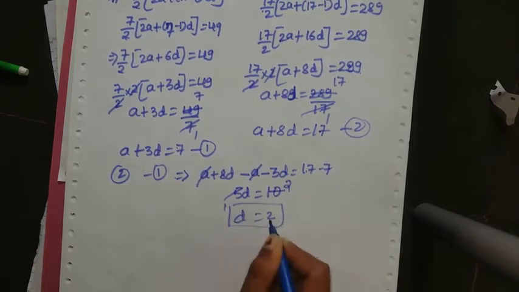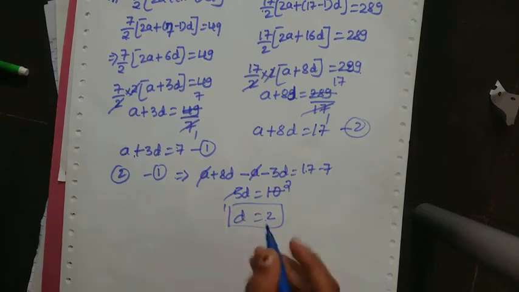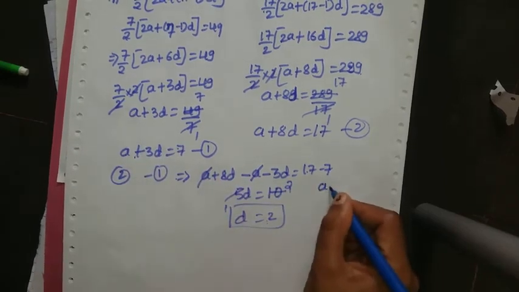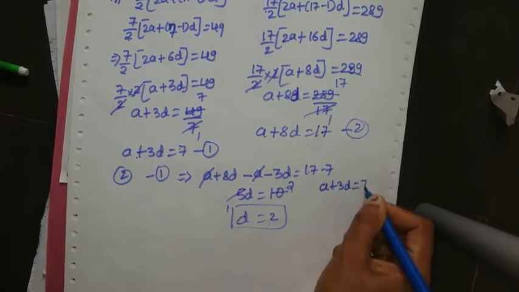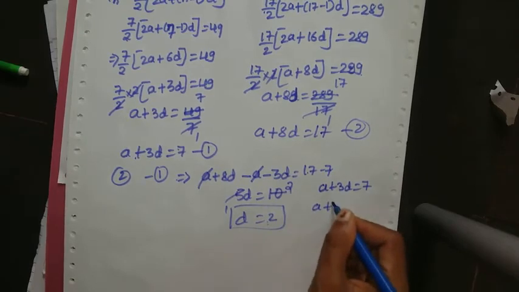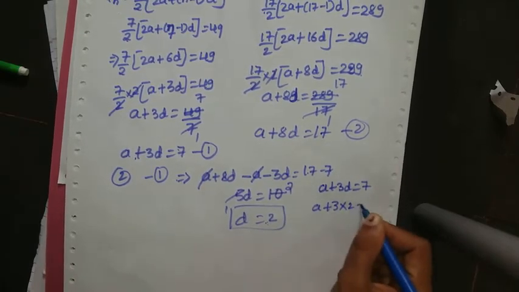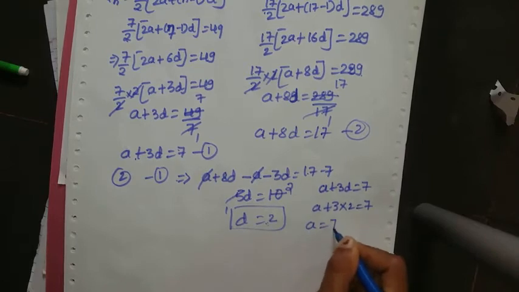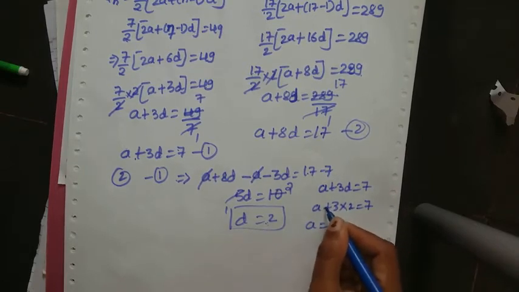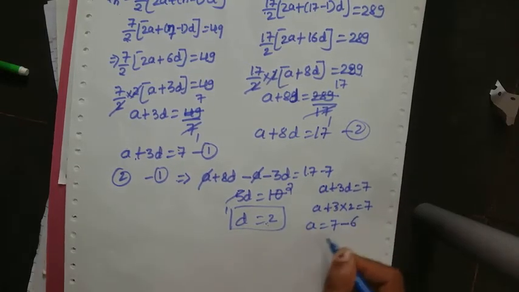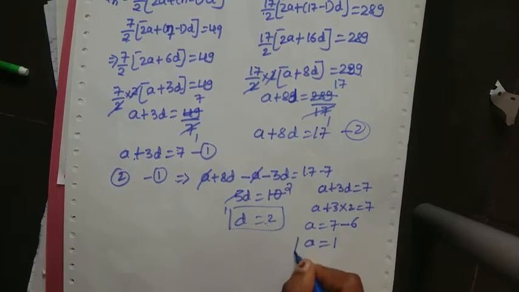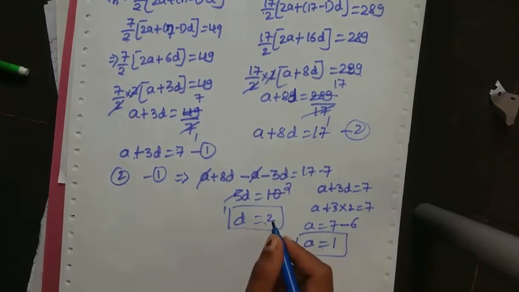I substitute d in equation 1. We have the equation a plus 3d equals 7. Here a plus 3 into d, which is 2, equals 7. So a is equal to 7 minus 3 times 2, which is 6. So here a is 1. So we have a is 1 and d is 2.